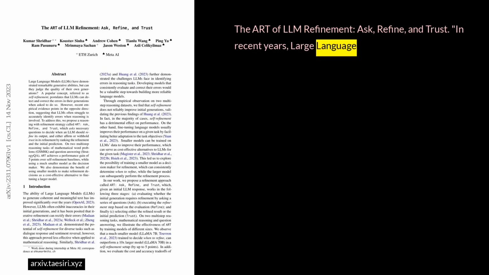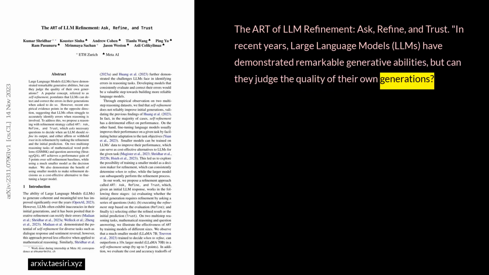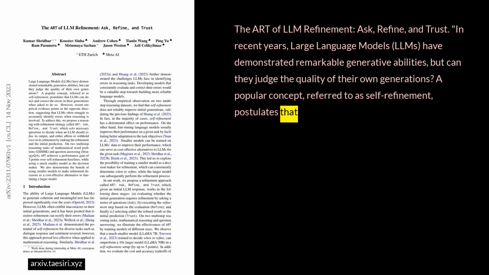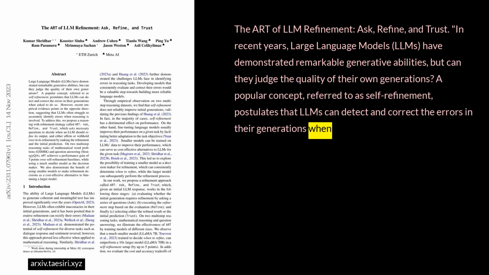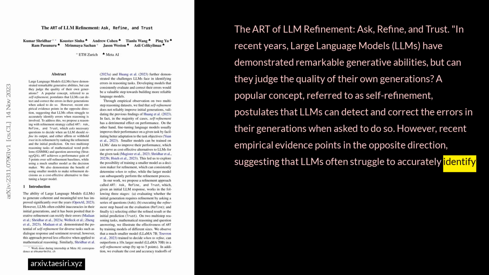The art of LLM refinement. Ask, refine, and trust. In recent years, large language models, LLMs, have demonstrated remarkable generative abilities, but can they judge the quality of their own generations? A popular concept, referred to as self-refinement, postulates that LLMs can detect and correct the errors in their generations when asked to do so. However, recent empirical evidence points in the opposite direction, suggesting that LLMs often struggle to accurately identify errors when reasoning is involved.